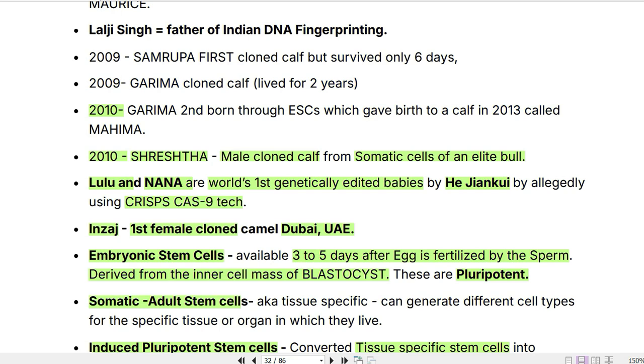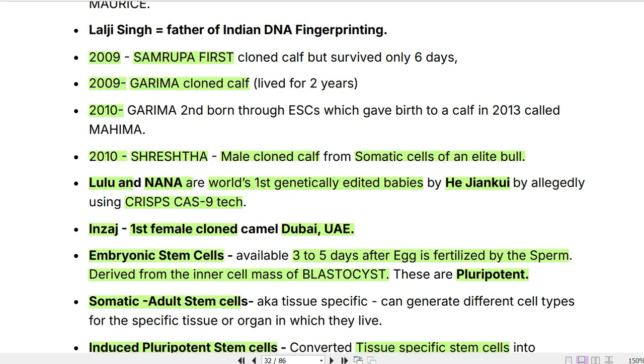Then Garima, second born through embryonic stem cells, which gave birth to a calf in 2013 called Mahima. Right. So in 2009, Garima was a cloned calf. And in 2009, Samrupa was the first cloned calf, but survived only 6 days. So you can remember the chronology through these names.